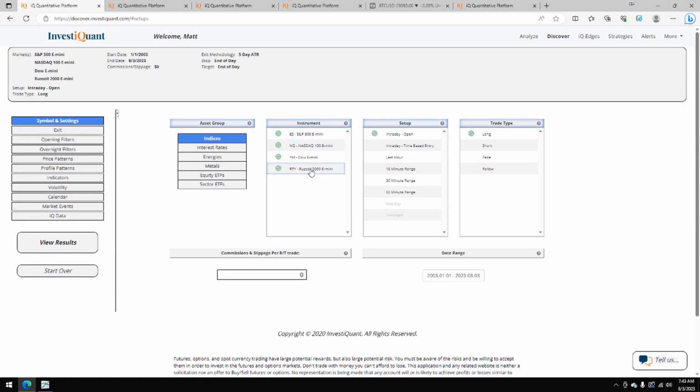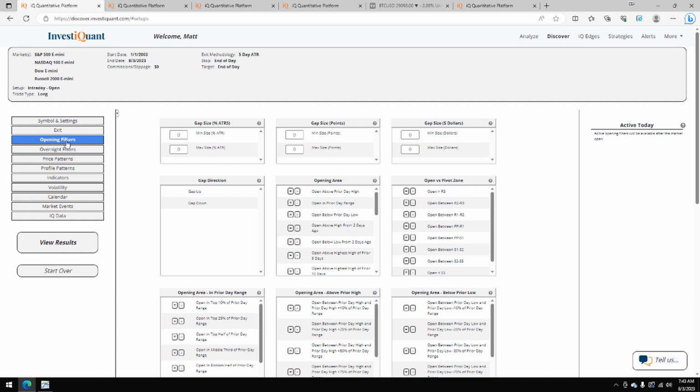I've got all four instruments selected here. Our setups are based upon entering long at 9:30 a.m. Eastern Time, exiting at 4:15 p.m. Eastern Time. Now, the overnight session continues to be weak. We are trading below the prior day low at the moment, so I'm going to add that to the test by going to the opening area, clicking equals next to open below prior day low.